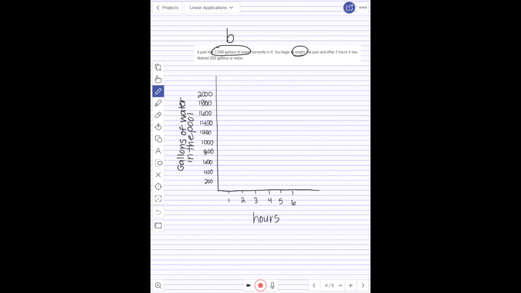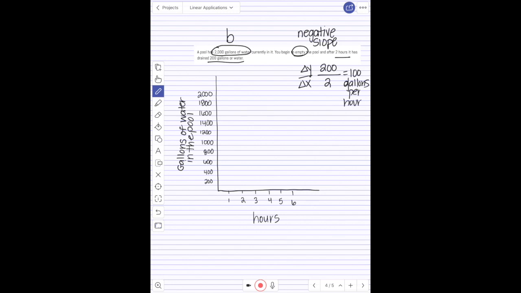Now, you are going to empty the pool. So that means that the water is going to go down. So it's going to have a negative slope because it's being emptied. But what is the slope? Well, it tells me that it's emptying it by 200 gallons over 2 hours. So if I do 200 divided by 2, because it's the change in y over the change in x, that's going to give me 100 gallons per hour.